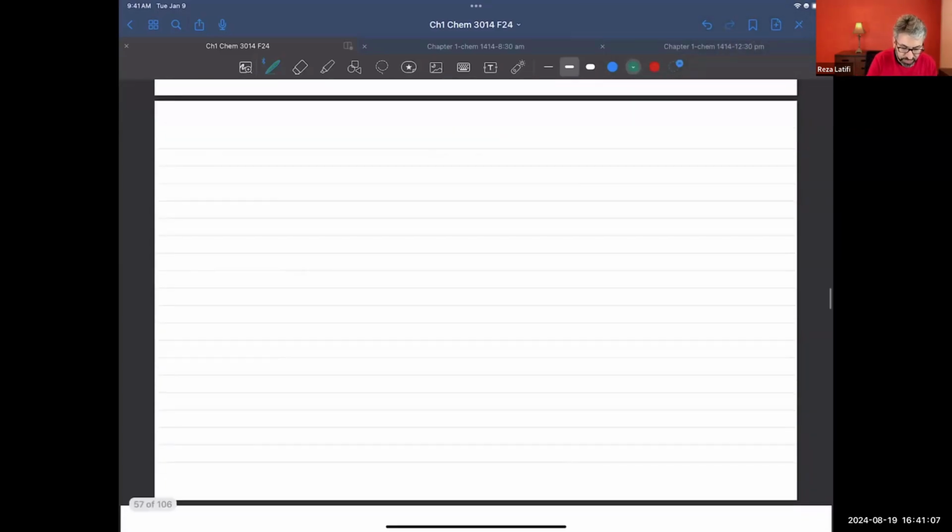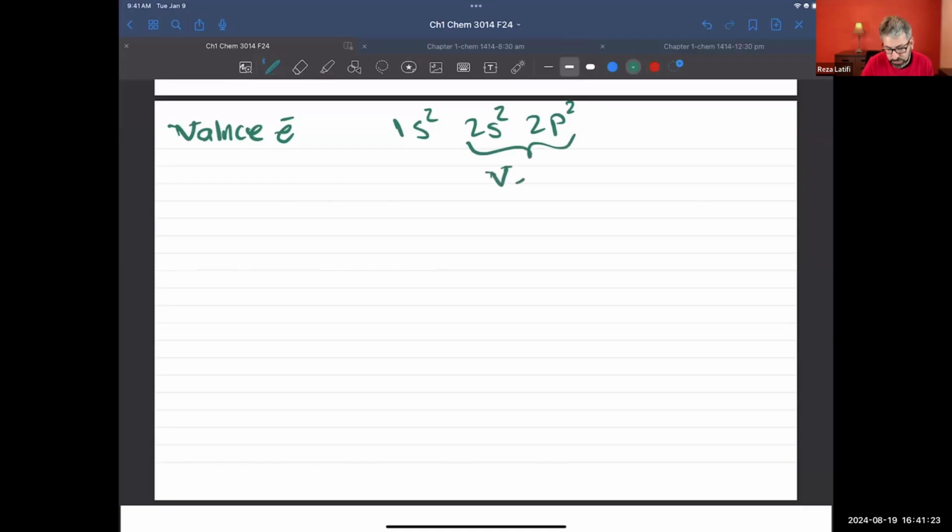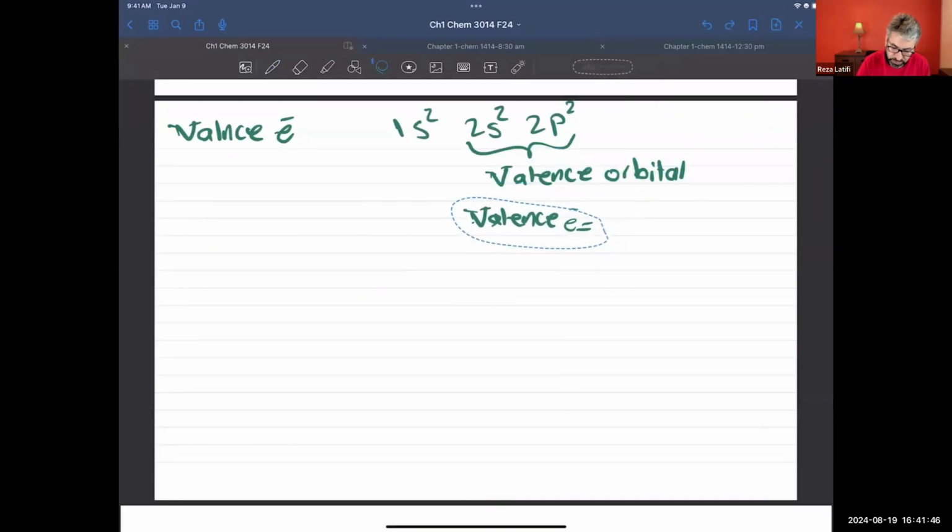So you start with valence electrons, only valence electrons. Write the valence electrons for carbon: 1s2, 2s2, 2p2. Valence orbitals are 2s and 2p. Valence electrons will be 2 plus 2. We have 4 of them. Where did I get this 2 from? Here. Plus another 2, the second 2. So totally we have 4 valence electrons.